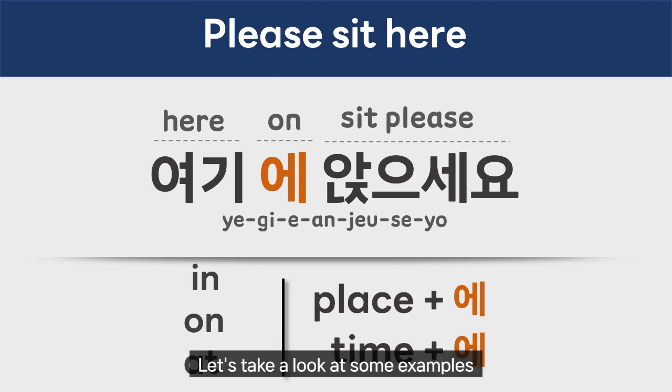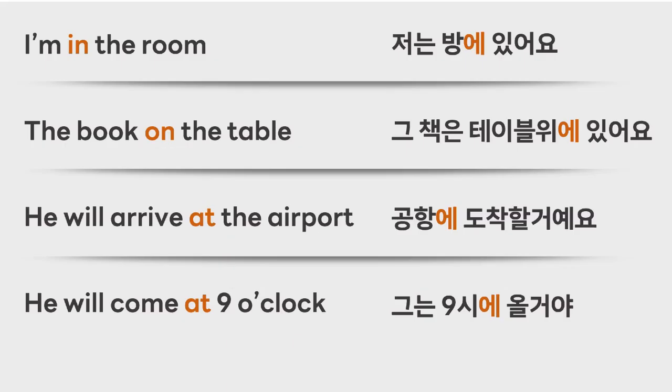Let's take a look at some examples. I'm in the room. 저는 방에 있어요. The book on the table. 그 책은 테이블 위에 있어요. He will arrive at the airport. 공항에 도착할 거예요. He will come at 9 o'clock. 그는 9시에 올 거야.